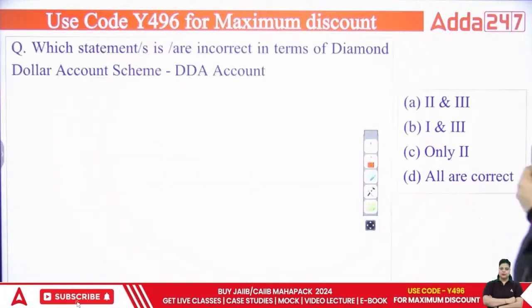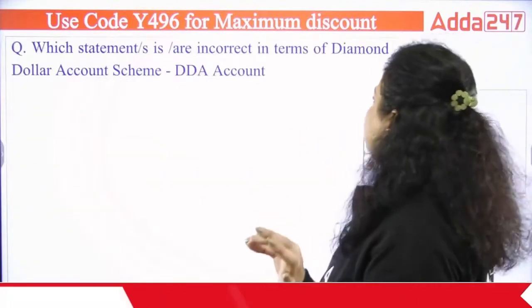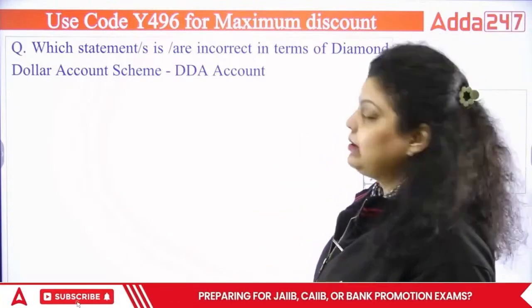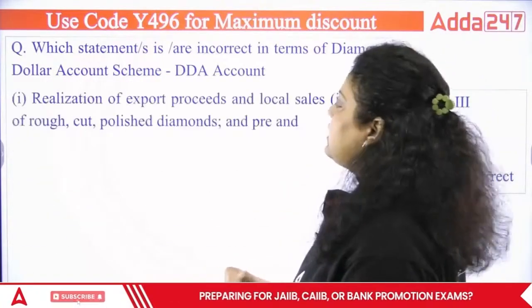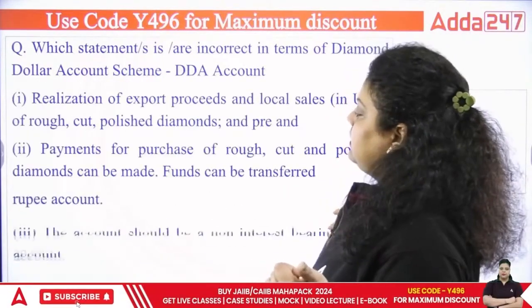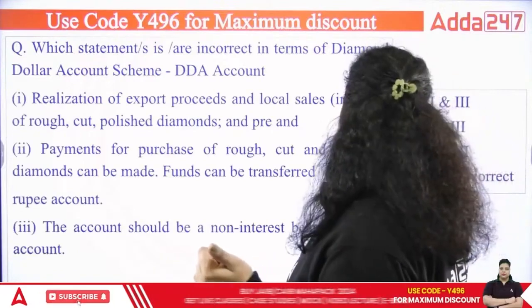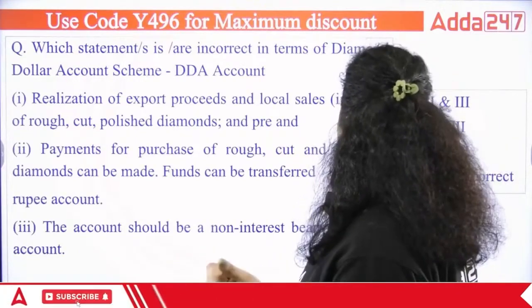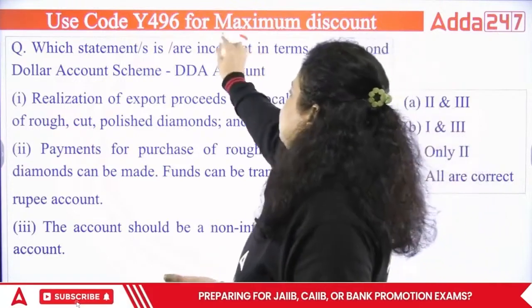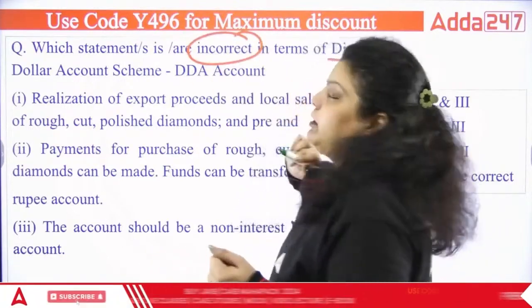Next question is, which statement is incorrect in terms of the Diamond Dollar Account scheme, that is DDA account. There are certain statements, 3 statements have been given to you, and you have to answer which of the following is incorrect in context to your Diamond Dollar Account scheme.